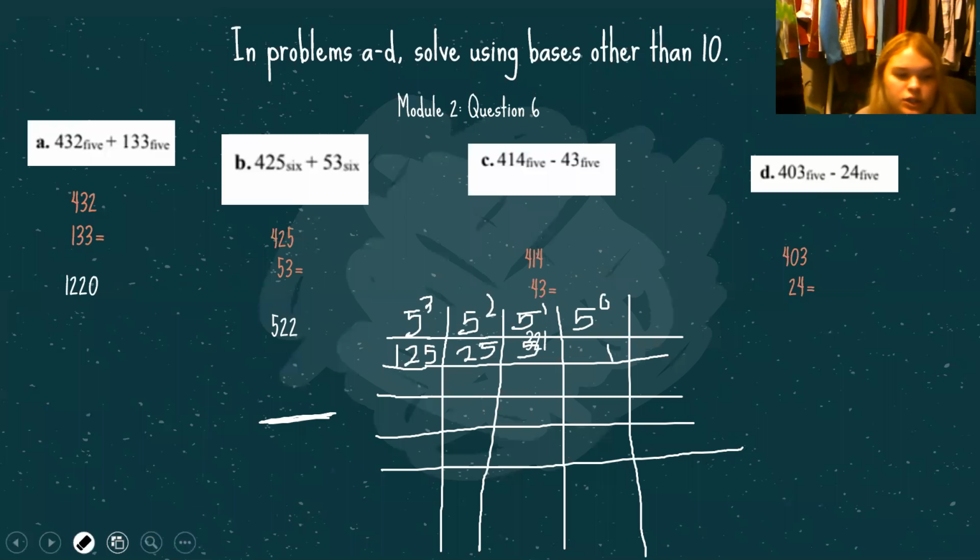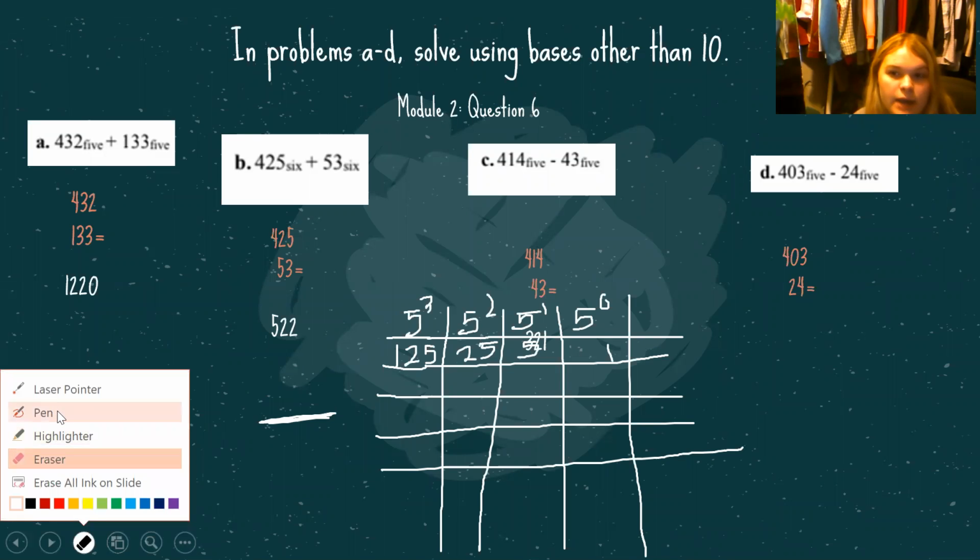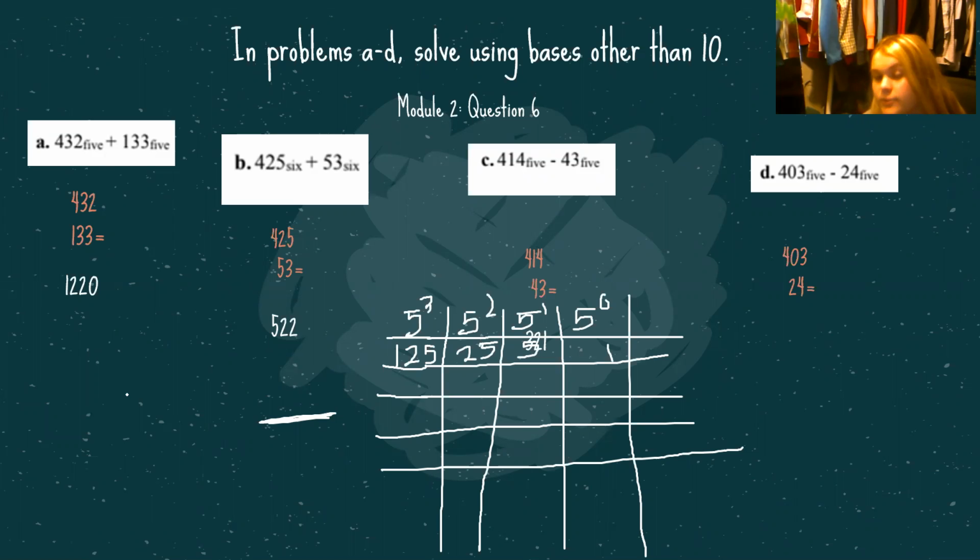So for our last question, in question D, it is asking what is 403 to the base of 5 minus 24 to the base of 5. So we still have our table here set to the base of 5, so we're going to do our dots. 403, so 1, 2, 3, 0, we're going to put no dots, and then 1, 2, 3, 4. We're going to fill in our 24, 1, 2, 3, 4, and our 2. Oops, we did 3 on accident. Erase that one.